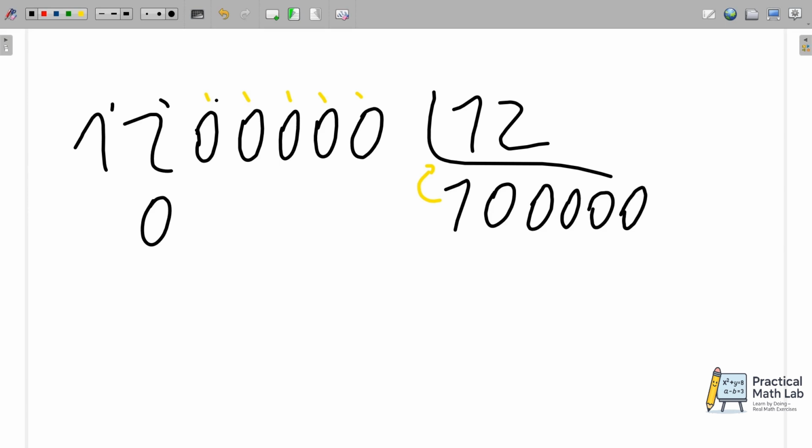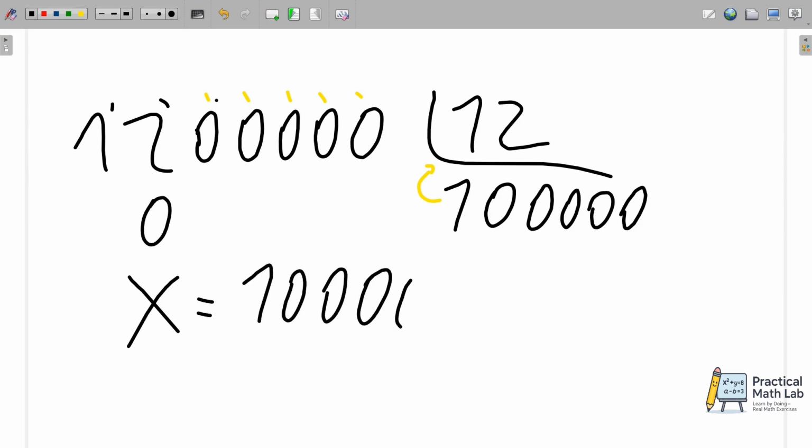What is the value of X? X equals 100,000. So the value of the car is 100,000.